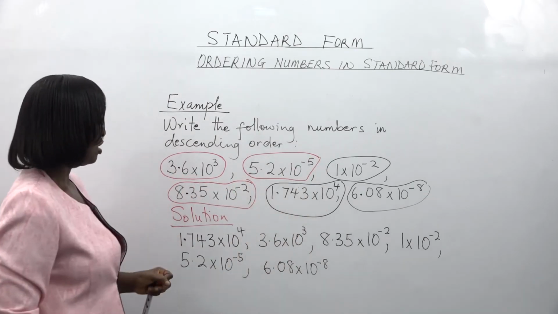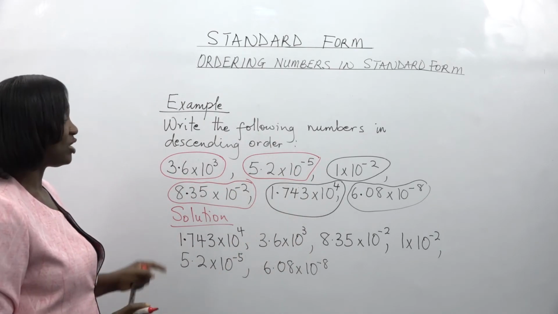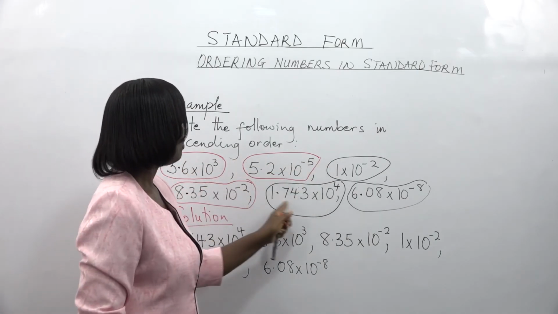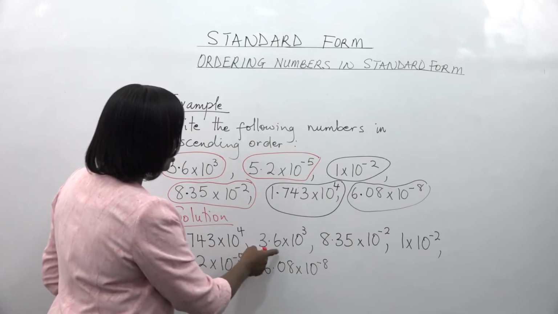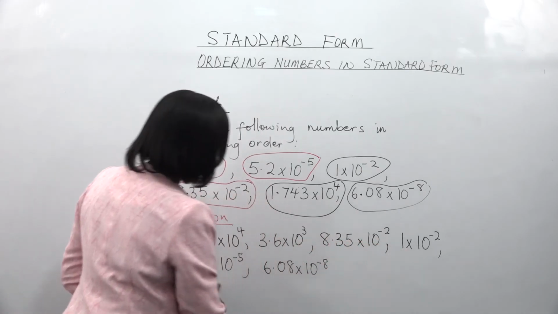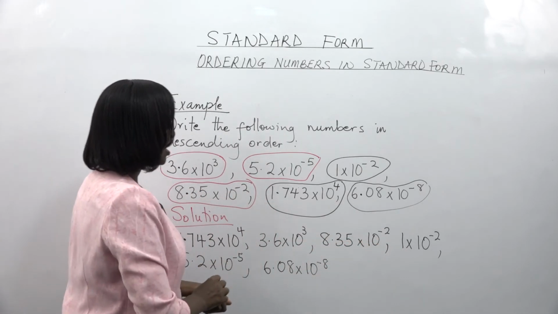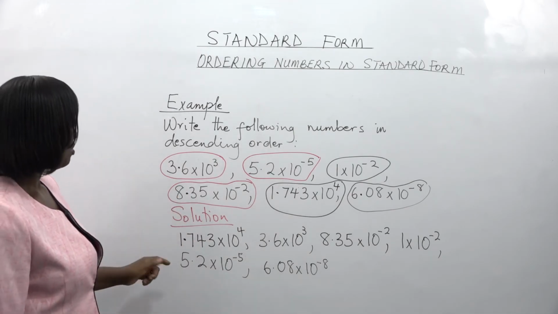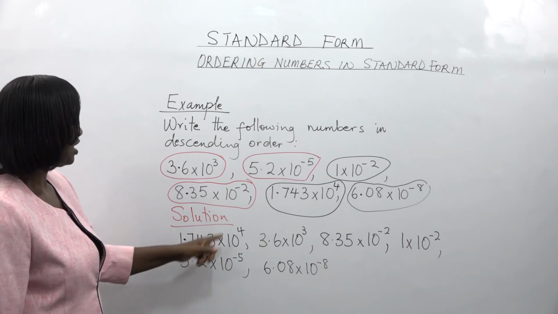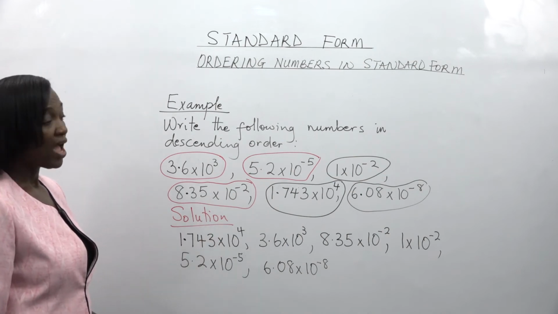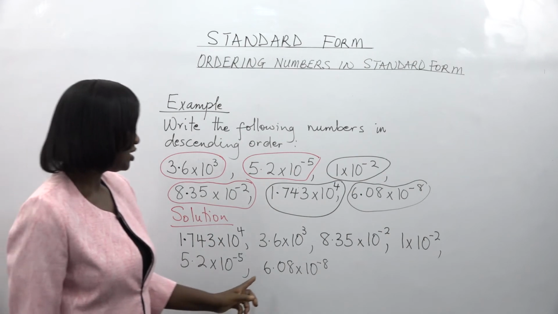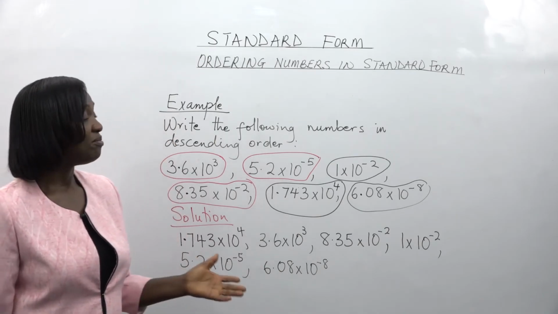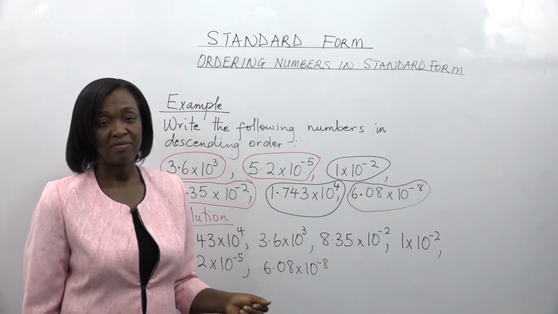So I've ordered all the numbers. Always check to make sure that you're not leaving out any number. 1, 2, 3, 4, 5, 6. So the numbers have been put in descending order, with the largest number being 1.743 times 10 to the power 4, and the smallest number being 6.08 times 10 raised to the power minus 8.